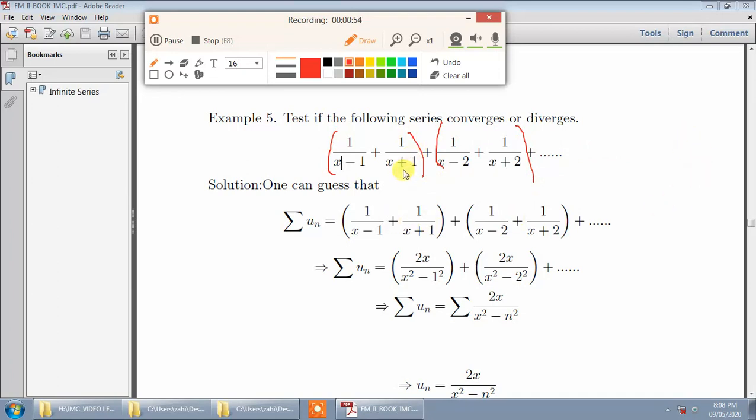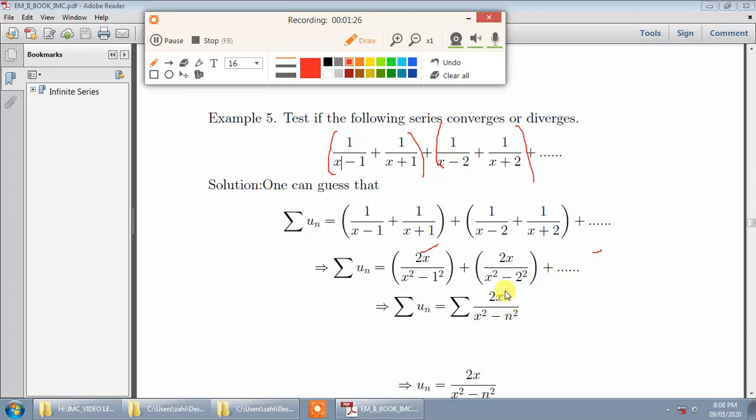Now if I take LCM, what will be the LCM? x plus 1. Okay, so what we have? x plus 1, and here it will be x minus 1. Minus 1 plus 1 cancel, x plus x equal to 2x. We get 2x divided by x minus 1, x plus 1, that is x square minus 1 square. So a minus b, a plus b is a square minus b square, plus here in similar way we will be getting 2x divided by x square minus 2 square. Next term will be 2x divided by x square minus 3 square, and so on.